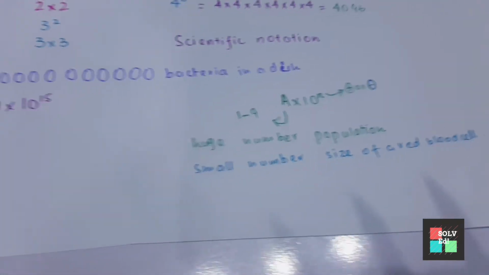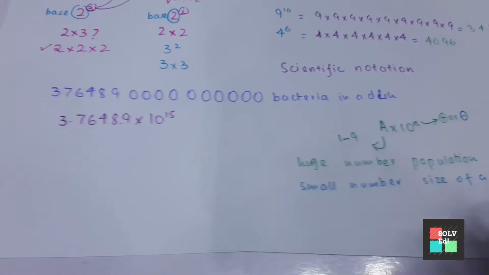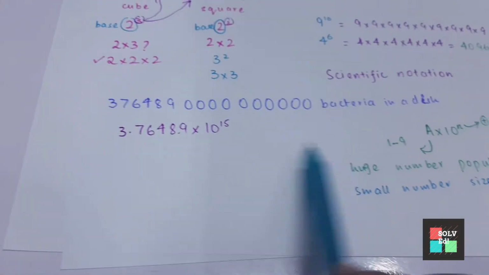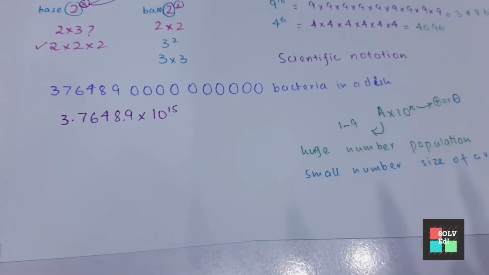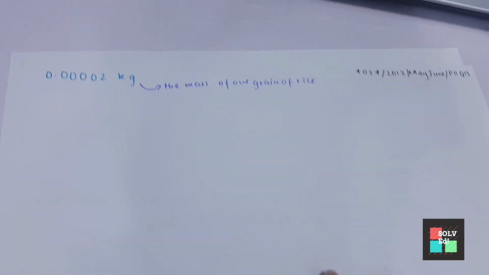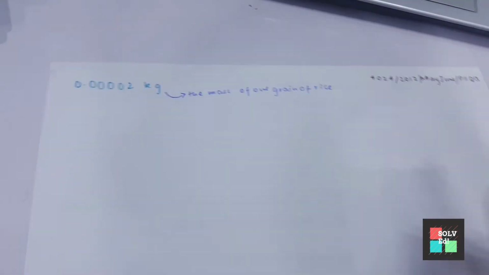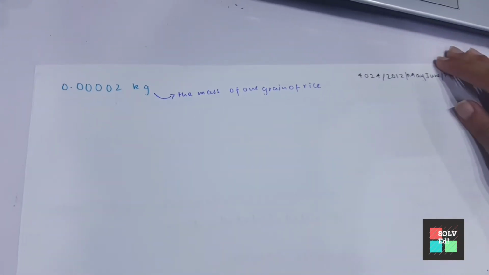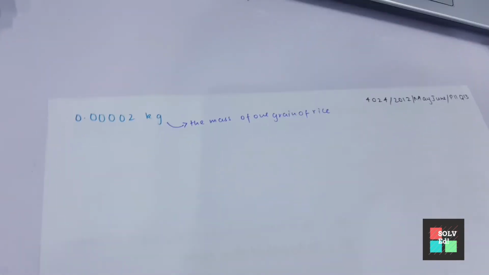And the way to convert this, I'm going to put a number right here, which you're going to convert. So in a past paper example, the reference is on the side. It says that a mass of 1 grain of rice is 0.00002 kilograms. And we have to convert this into scientific notation or standard form.